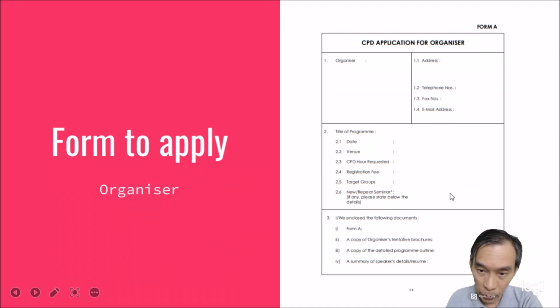Is it a new seminar, a totally new one, or is it a yearly event? Sometimes with a yearly event it will be easier, as you have all the previous records of what topics you have delivered. Maybe a similar pattern of delivering the same information, year in year out, with similar points. It will be easier for the committee in the board to allocate the CPD point. So it's Form A, this particular form, a copy of the organizer's tentative brochure, the detailed program, and also the speaker's name and their profile.